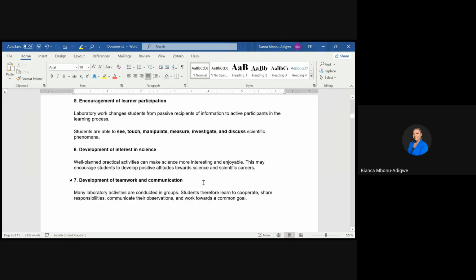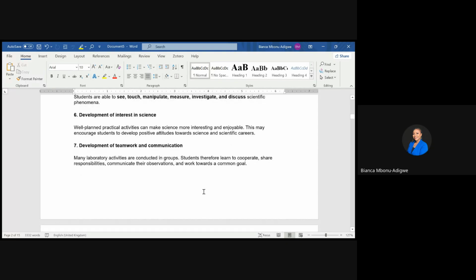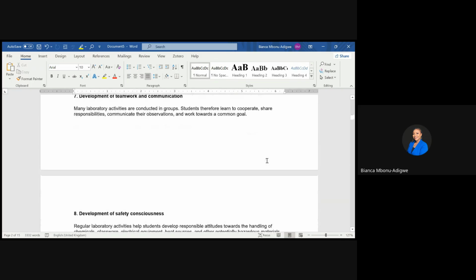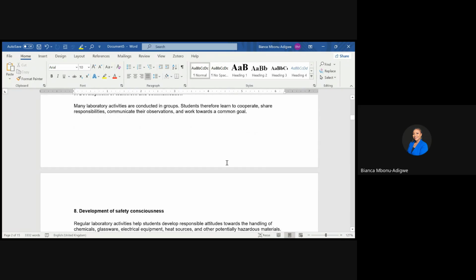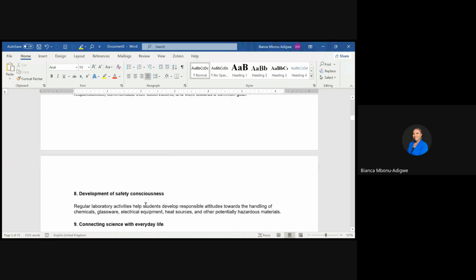It also leads to development of teamwork and communication. Laboratory activities usually happen in groups. So students now learn how to cooperate, how to share responsibilities, how to talk, how to communicate their observations, and how to work towards achieving a common goal.